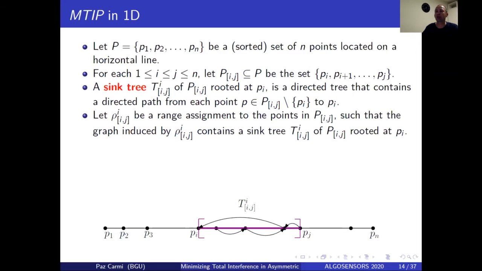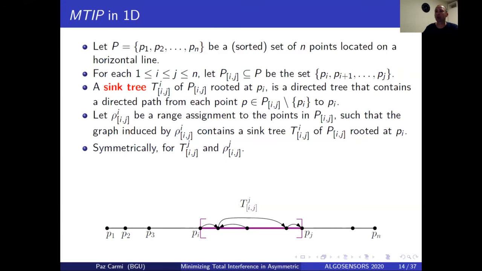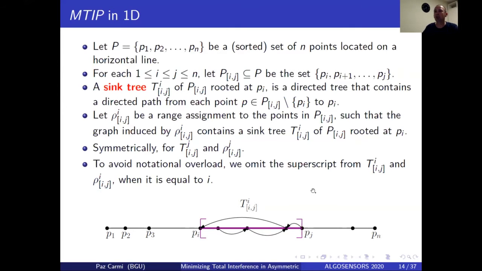Let rho sub ij of i be a range assignment to the points in Pij such that the graph induced by rho sub ij of i contains a sink tree Tij sinked at i of Pij rooted at Pi. Symmetrically, we define it also for j. So we have a tree rooted at Pi, and we also have a tree of the subset ij rooted at Pj. To avoid notational overload, we omit the superscript from Tij and rho ij when it is equal to i. Okay, when the sink is i, we omit the superscript i.